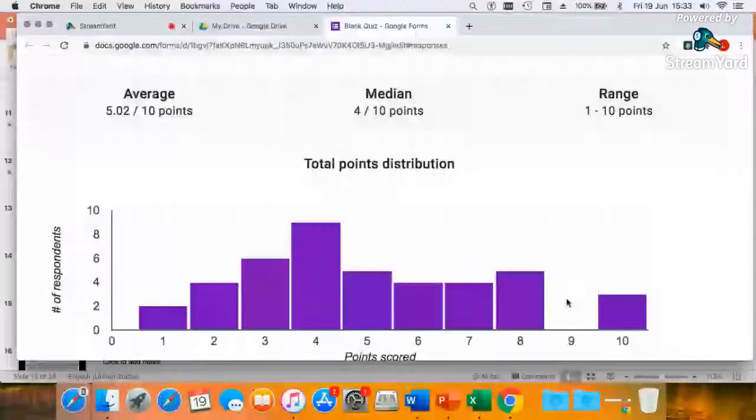So 3% actually get full marks, 5 of you actually get 8 out of 10, still nobody getting 9 out of 10. Nobody actually got a 0, so at least that's a good job.